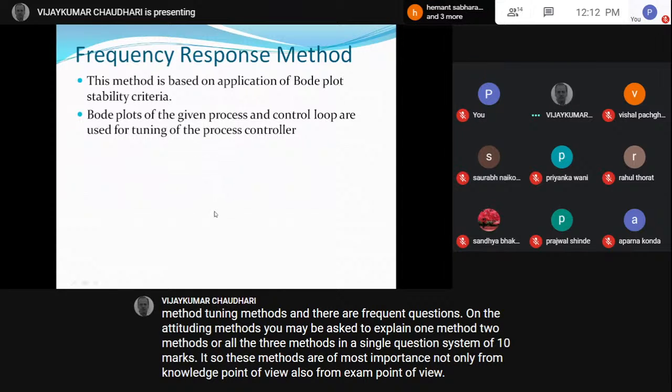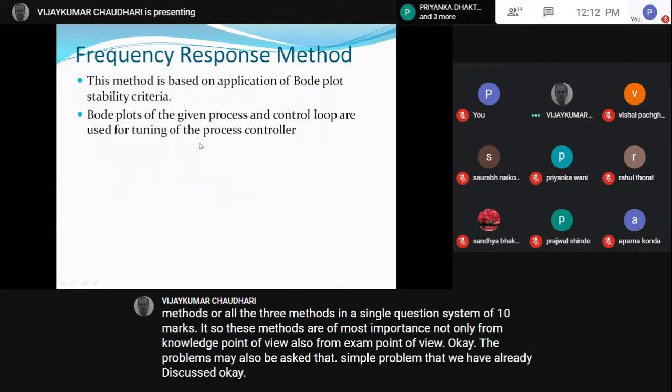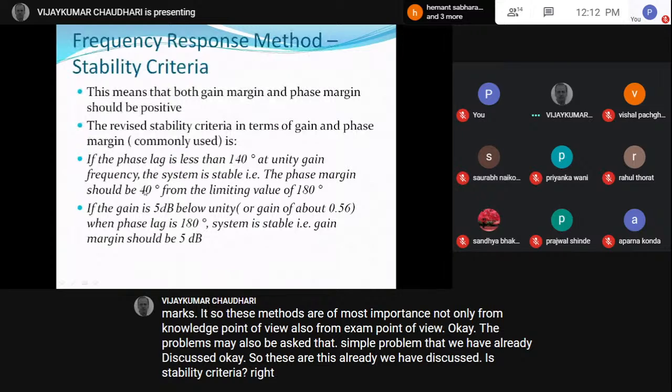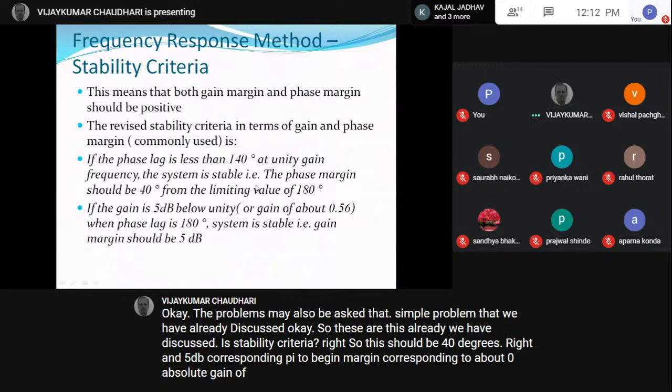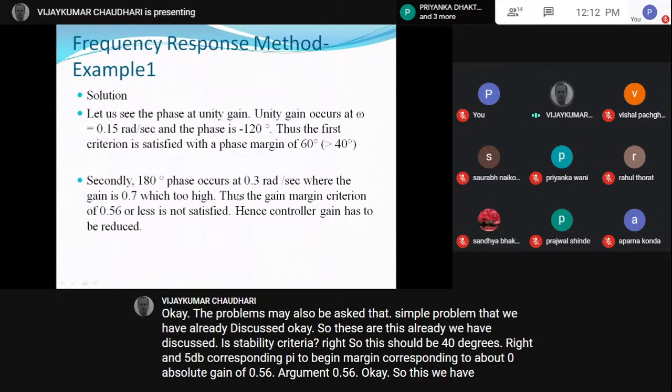The numerical problems may also be asked, that simple problem that we have already discussed. So these we have already discussed. Stability criteria, right? So this should be 40 degrees, and 5 dB gain margin corresponding to an absolute gain of 0.56. So this we have already done to solve the problems.